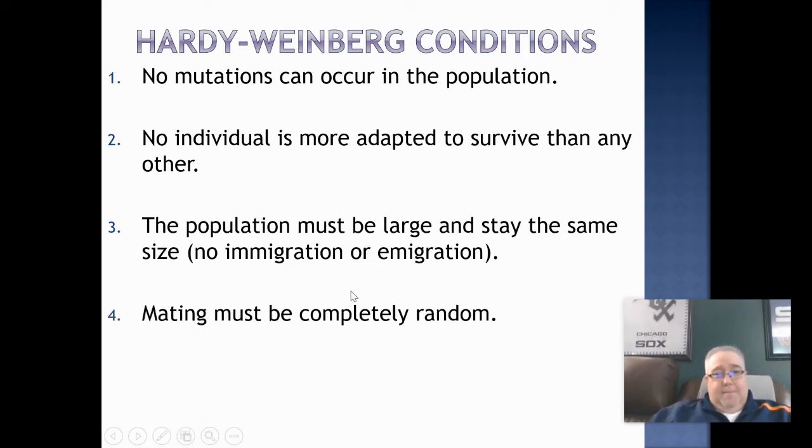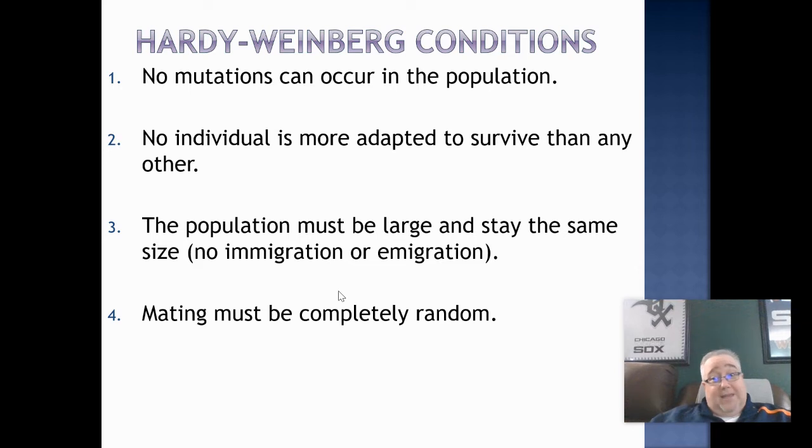Number four, mating must be random. Now think about what that means. You've got thousands of rabbits in Crown Point, right? Do those rabbits just breed randomly, or do they kind of choose their mate? For example, let's just say that there's a rabbit that's born blind and crippled. He doesn't have use of his back legs. So he's completely blind. He cannot see anything. And he's crippled. He cannot move.